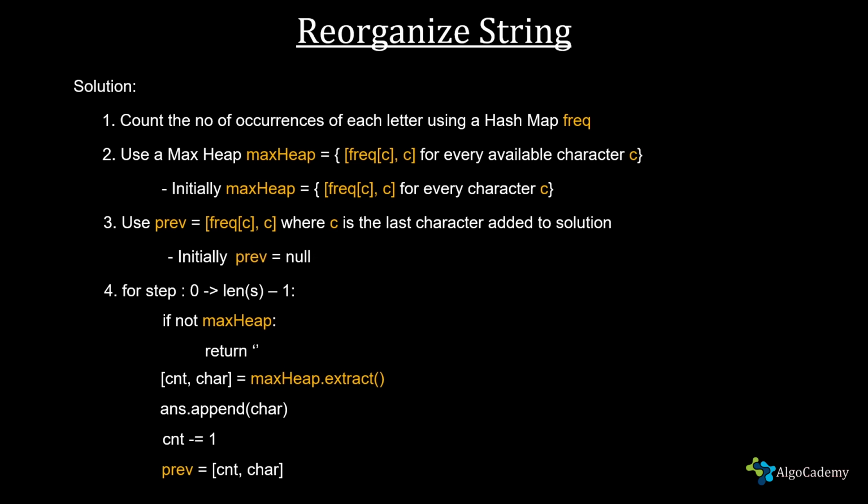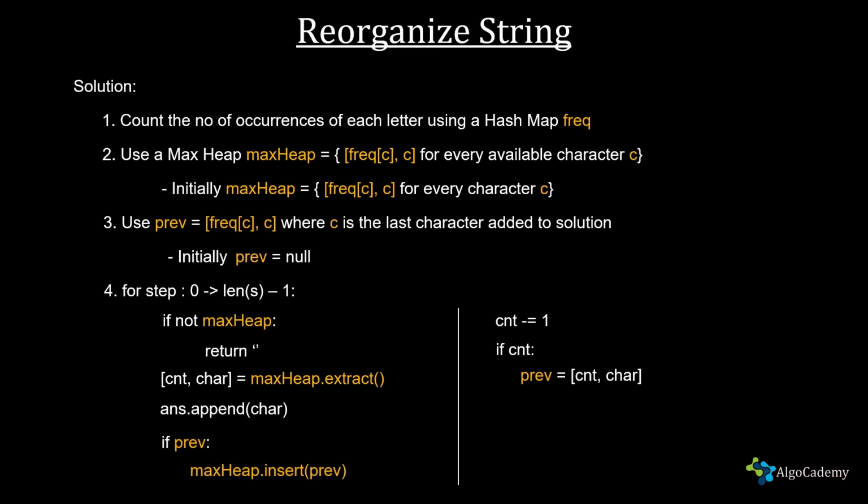But if we do this now, we will basically forget a very important step, which is that we had a previous character which was unavailable, but now will become available, and we should insert it into our max heap. And the problem is that if we execute this last line of code before inserting prev into the max heap, we will basically lose its original value. So we should first insert the original prev into the max heap, and then we should update it with the new one.